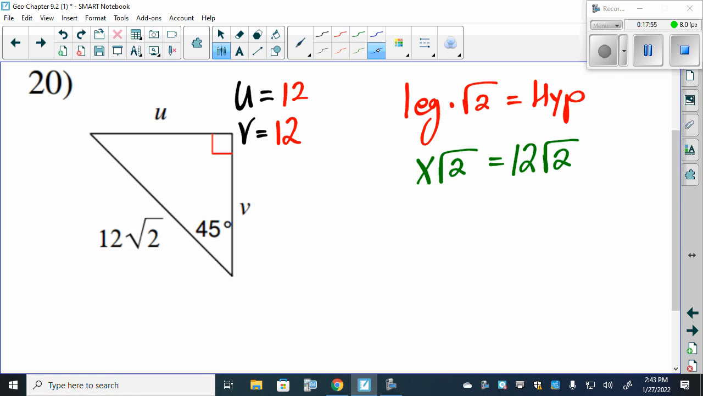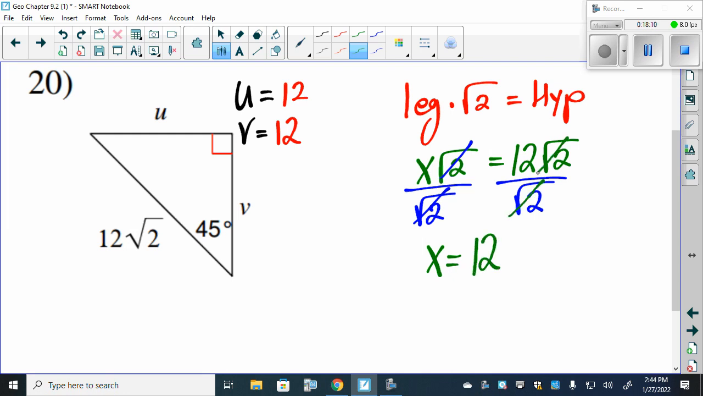Well, one way we can go about finding it is dividing both sides by the square root of 2. Well, these will cancel out, telling us x is equal to 12, because these will cancel out also. Questions on this here? Are you ready for the next one?